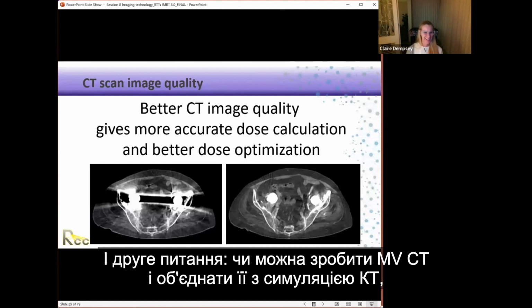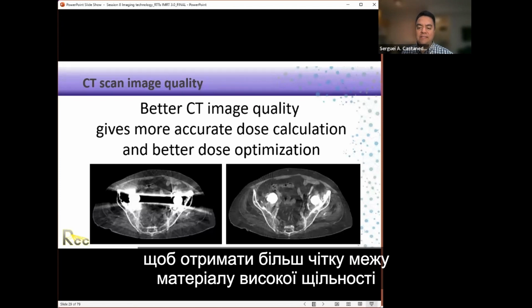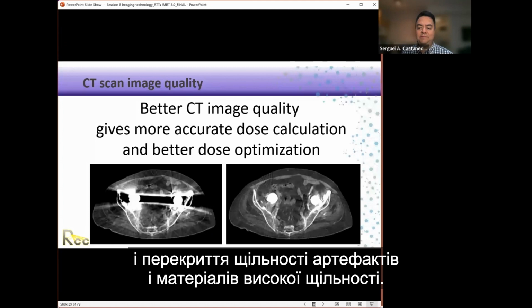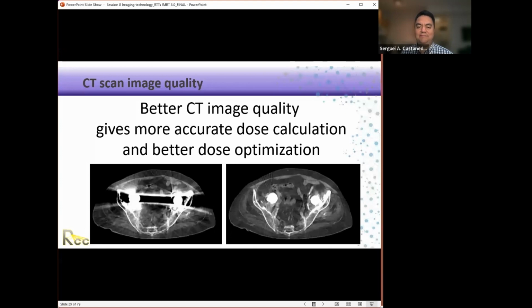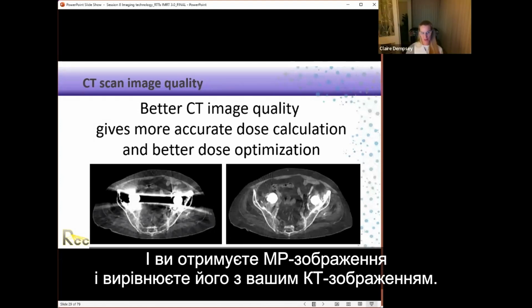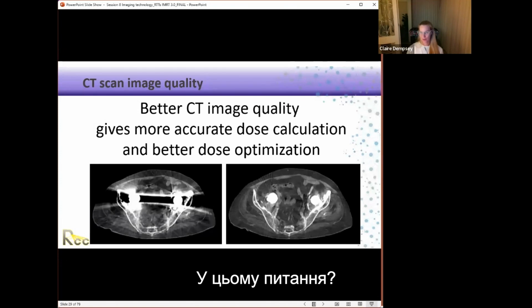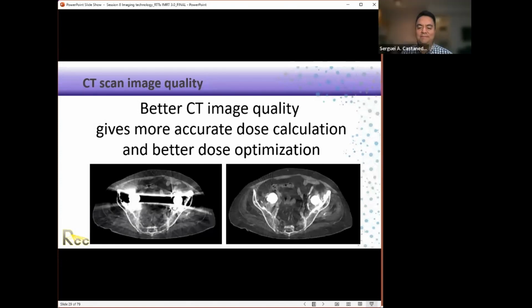The second question asked is, can you do an MVCT and fuse it with the CT sim to get a clearer boundary of the high density material and override the density of the artifacts and high density materials? Can you get an MV image and align that with your CT image? Is that the question? Correct.